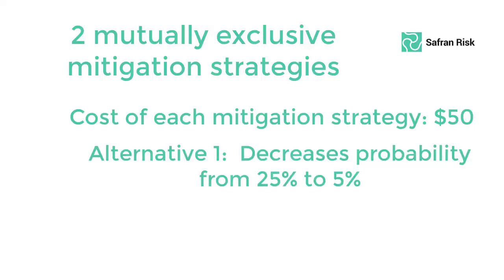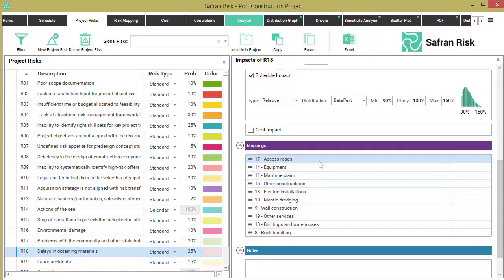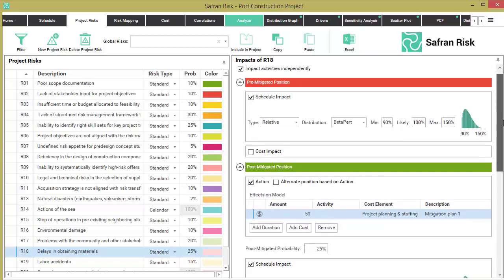Alternative 1 targets decreasing the probability of occurrence, which would shift from 25% to 5% likelihood. Alternative 2 targets decreasing the potential impact of this risk by limiting the potential of delays from a maximum of 50% to only 5% time extension beyond the most likely scenario of those activities impacted by this risk. 10 project activities are subject to this type of risk. What is the best mitigation plan?